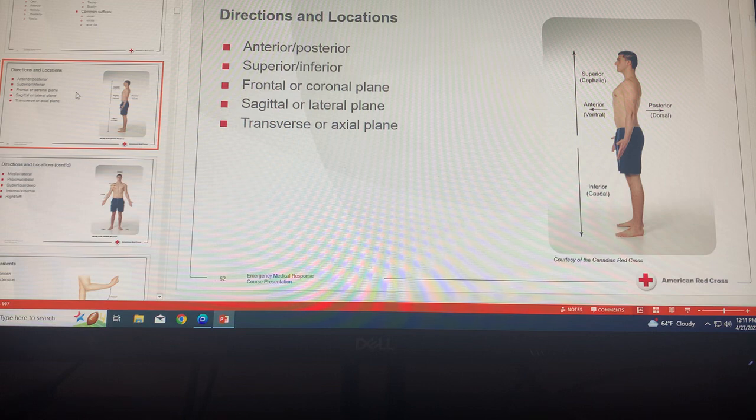Anterior/posterior. Any part toward the front of the body is anterior. Any part toward the back is posterior. Superior or inferior. Superior describes any part towards the patient's head. Inferior describes any part towards the patient's feet. Frontal or coronal plane. That which divides the body vertically into two planes. Anterior, the patient's front, and posterior, the patient's back.